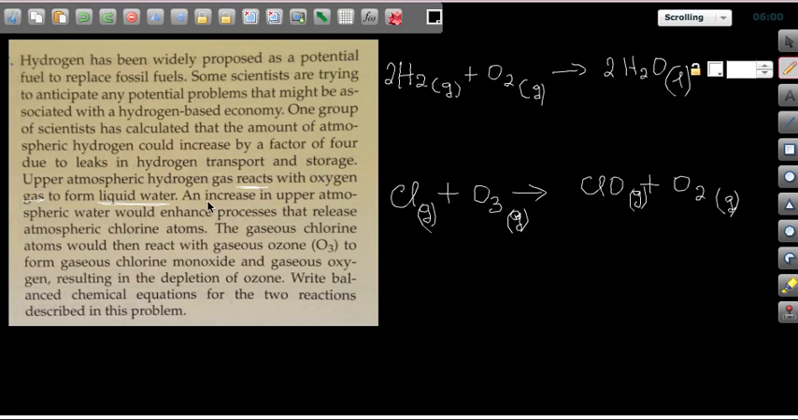An increase in upper atmospheric water would enhance the processes that release atmospheric chlorine atoms. Typically, we don't have chlorine atoms in a chemical reaction unless they actually say it's an atom. So I would only write Cl rather than Cl2. The gaseous chlorine atoms would then react with gaseous ozone to form gaseous chlorine monoxide, ClO, and gaseous oxygen, O2. And to balance this, I have 1 chlorine, 3 oxygen. This is already balanced. Moving on.